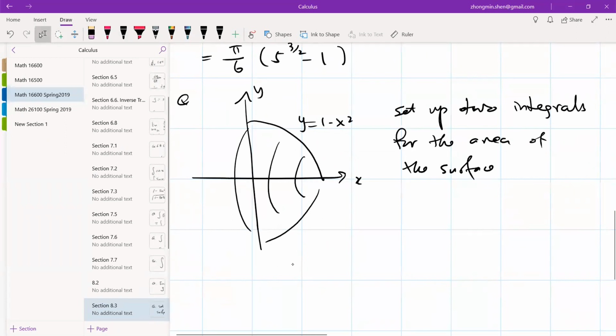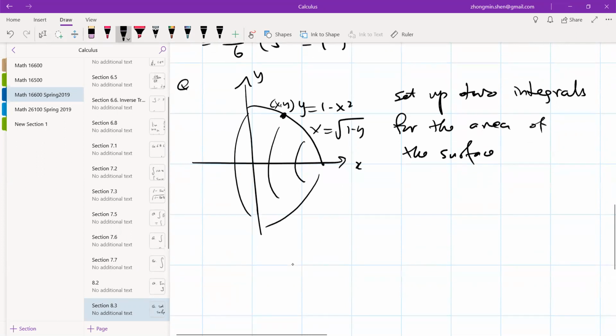Again, this curve can be described in two different ways, right? You take a point with coordinates x and y. You have to draw the r, right? That's r. So r is going to be y this time. And y is going to be 1 minus x squared.